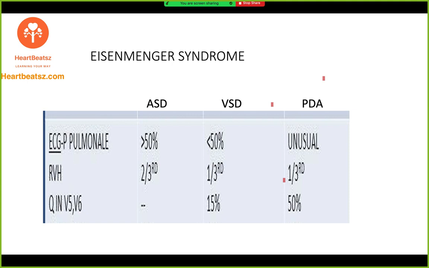So that's why the RVH, for example, will happen most commonly in the ASD, but less often in the VSD, and maybe similar or even a little bit less in the PDA as well. Okay.